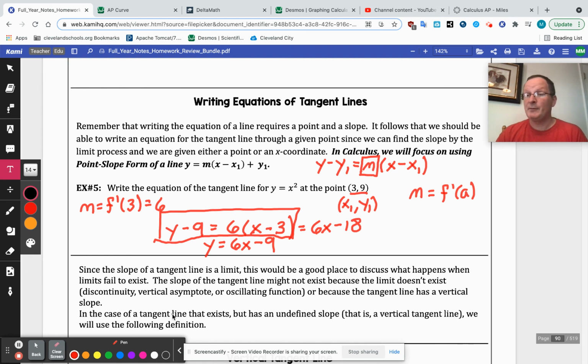But I will tell you, on a free response question where they don't specify, they just want the equation of a line, that's perfectly fine. So just substitute your slope in, substitute your points in, and move on with your life. And that's all you got to do. So that was crazy fast.